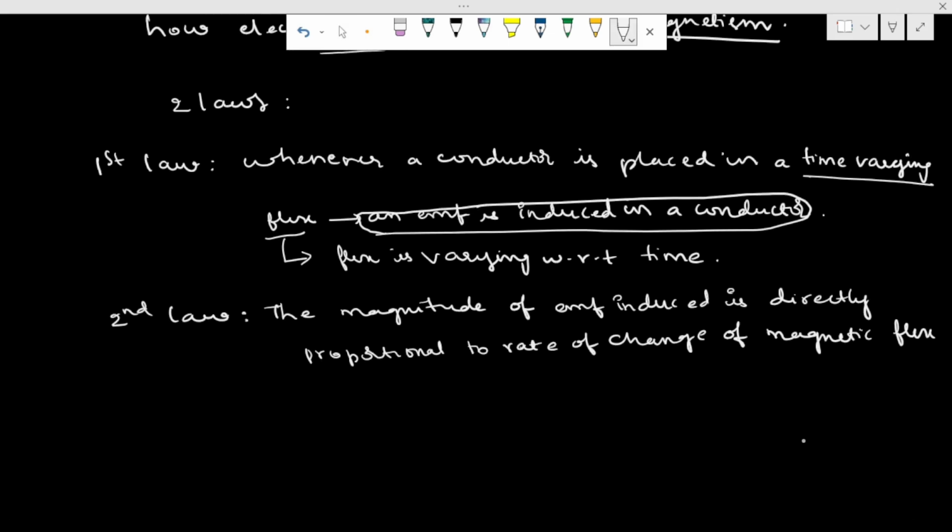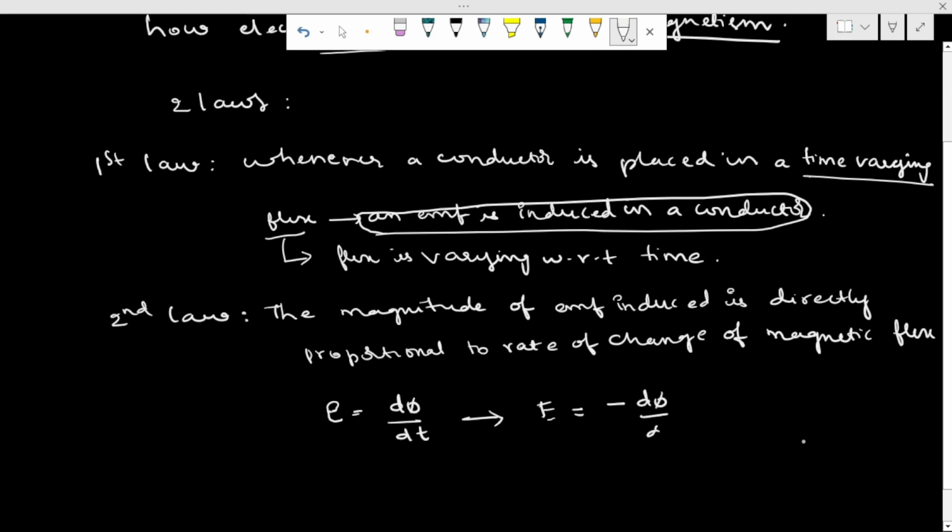It means the first law explains how EMF is induced in a conductor, and Faraday's second law explains that the magnitude of induced EMF is directly proportional to the rate of change of magnetic flux. That is, the magnitude of E is equal to d phi by dt. Actually, we write the formula of Faraday's second law as E is equal to minus d phi by dt. This negative sign represents the direction of the induced EMF.